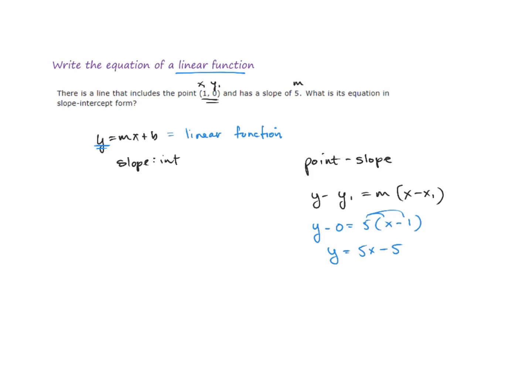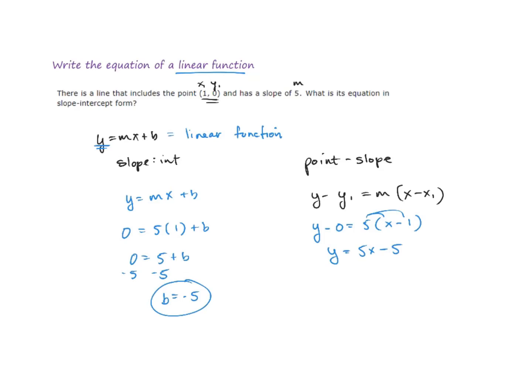Another thing to look at: if we're looking at y is equal to mx plus b, technically you have your y, which is 0, your slope, which is 5, and your x, which is 1. So instead of using point slope, you can use slope intercept and solve for b. 0 is equal to 5 plus b, subtract both sides by 5, and my b is equal to negative 5.